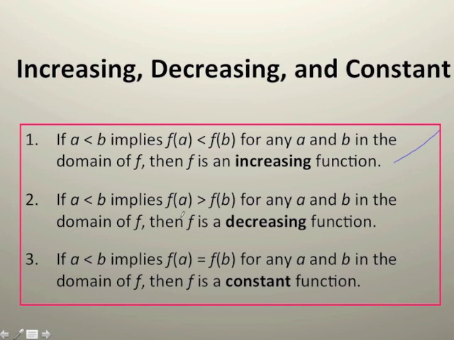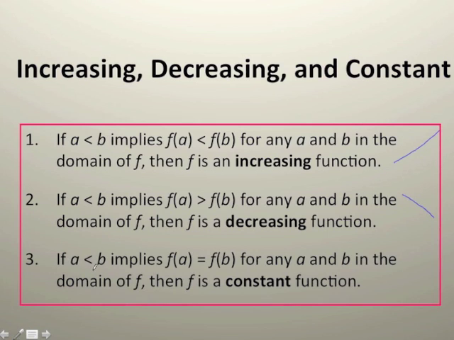If a is less than b implies that f of a is greater than f of b for any a and b in the domain, then it's a decreasing function. It's going down from left to right. So look at increasing and decreasing and what the graph does from left to right.